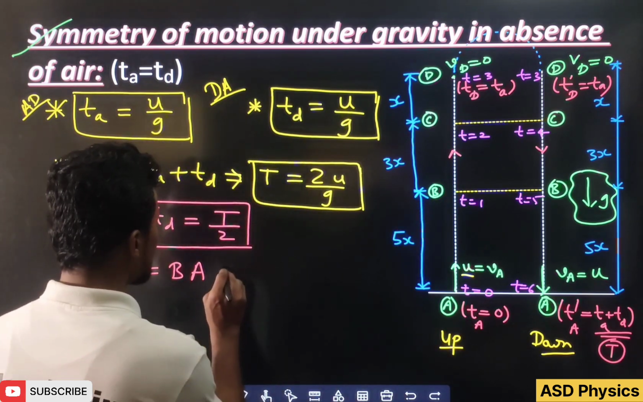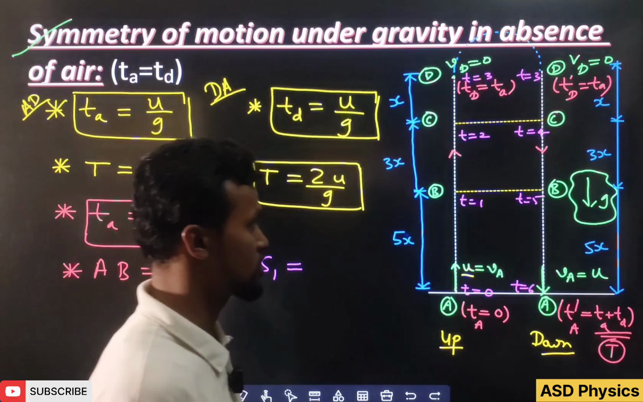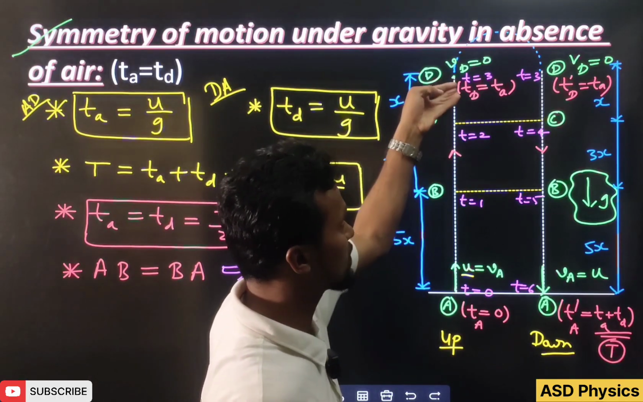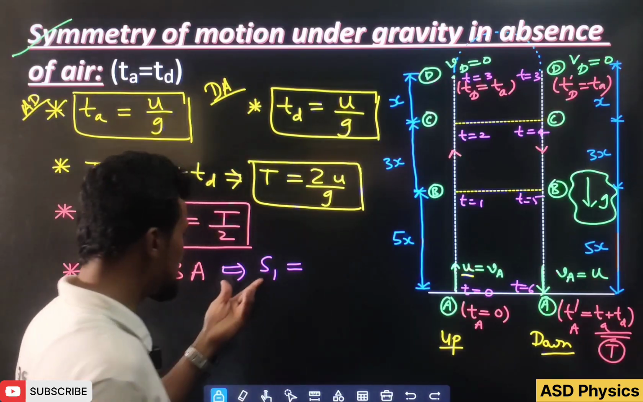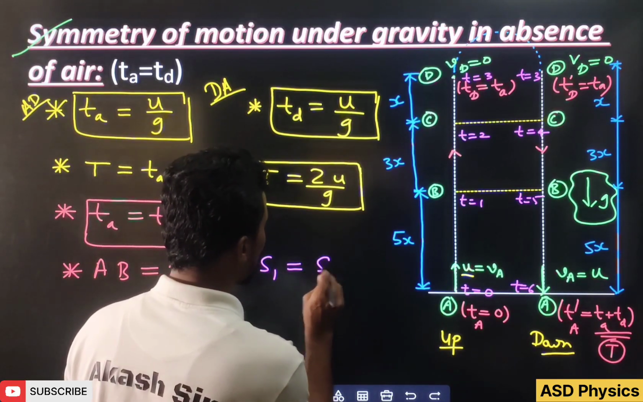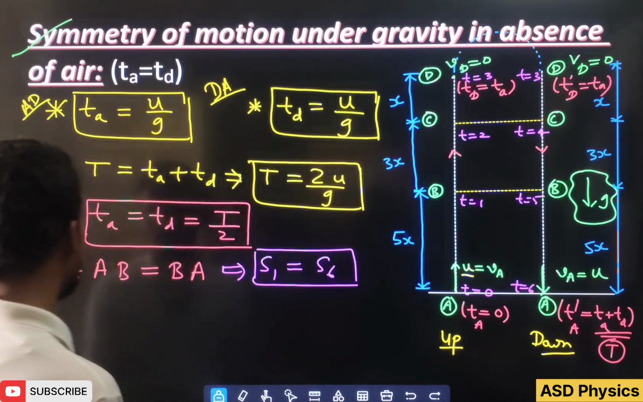As AB equals BA, AB means 0 to 1. That means the displacement traveled in the first second of motion. Remember: first second, second second, third second, fourth second, fifth second, sixth second. The displacement in the first second will be equal to the displacement in the sixth second. Remember that, very very important. A question will come from this.